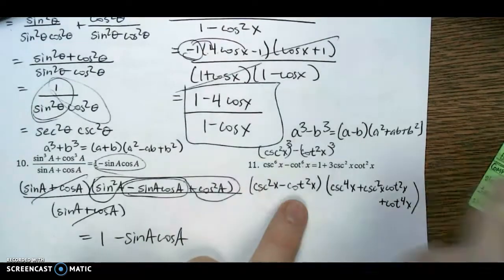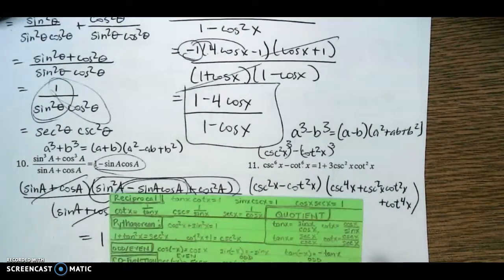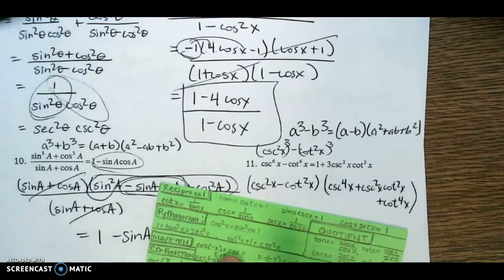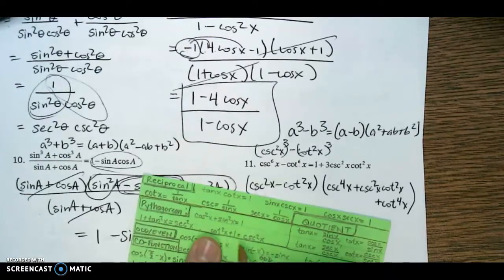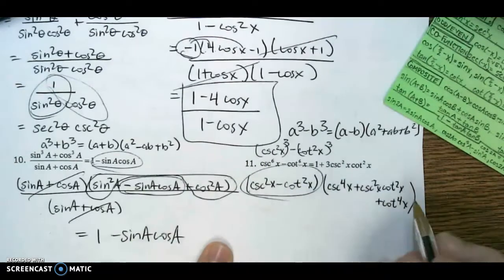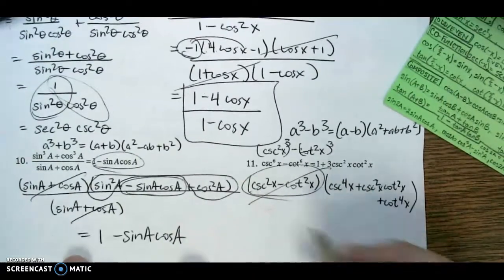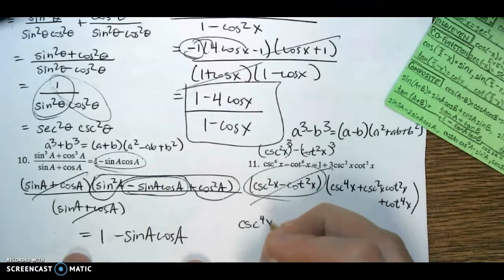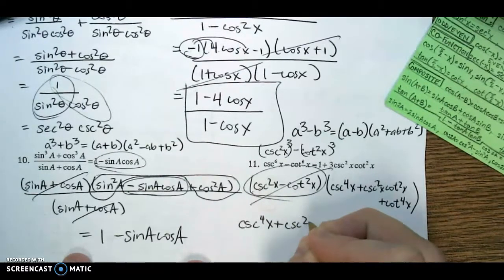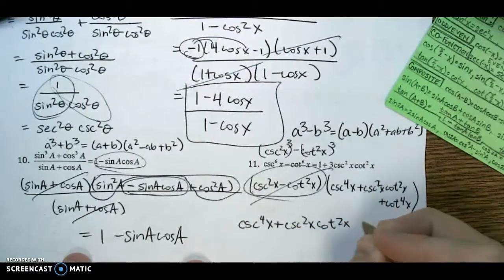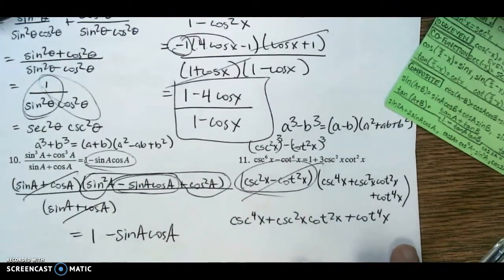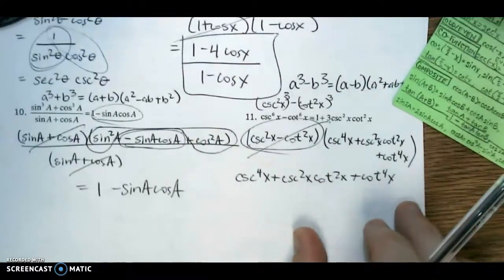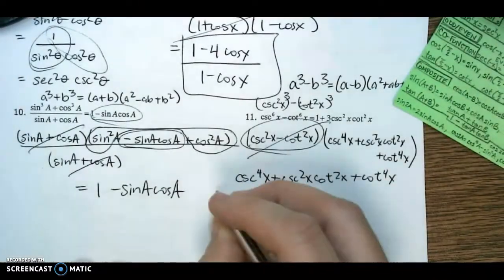And then if you look at your Pythagorean properties, cosecant squared and cotangent squared make 1 if you subtract cotangent squared to the other side. So cosecant squared minus cotangent squared is 1. So that equals 1, and you can just kind of get rid of it. So you have cosecant to the 4th, cosecant squared cotangent squared, and cotangent to the 4th. And then we see we don't have any fourths. So we're going to take cosecant to the 4th and change it into cosecant squared, cosecant squared.